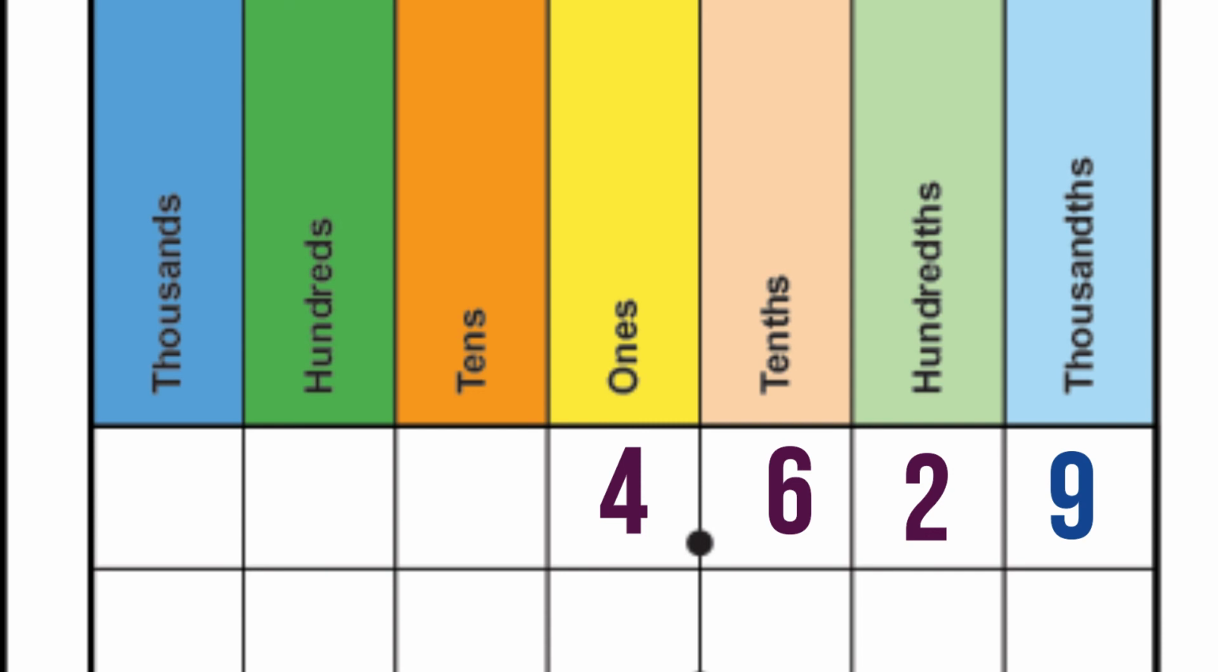Can I put a 10 in the thousandths place? No, I can never put a 10 in one place. So I know that once I have 10 thousandths, that's the same as having 1 hundredth. So I will carry that over to my hundredths place. So instead of having 2 hundredths, I now have 3 hundredths. And that resets my thousandths place to 0.